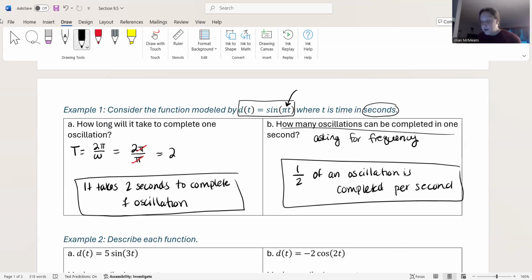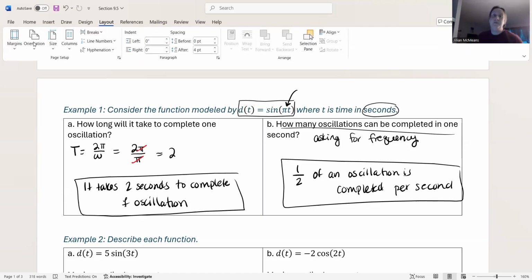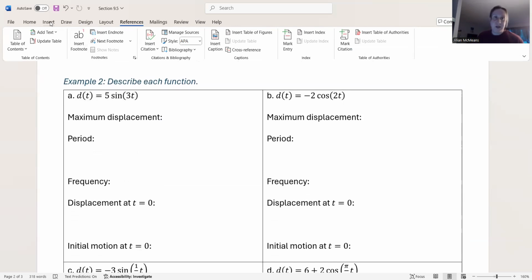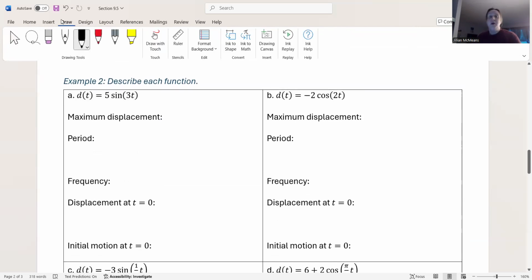Okay? Now, in example 2, we're going to have 4 different functions and we just want to describe them. Yay, I can fit at least a whole one on my screen at one time. Okay, so example 2 again just says describe each function. And for part A, we have d of t. So we're looking for the displacement at some time t. And we have 5 sine of 3t. Okay, so we want to know the maximum displacement.